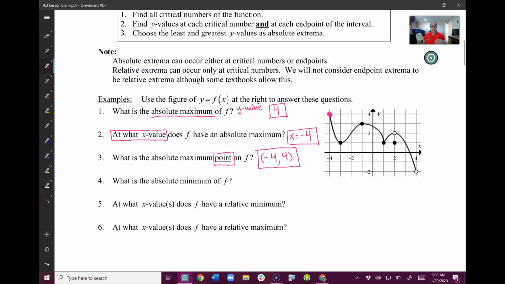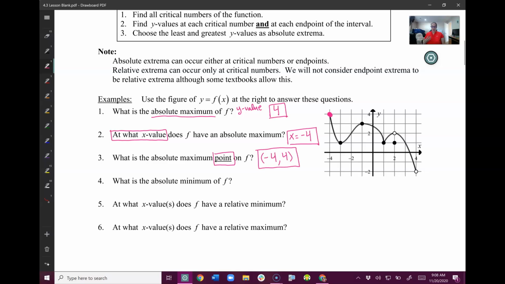And if you give the wrong answer on the AP test, they will dock you points. So please make sure to read the question very carefully. If it's just asking for the absolute maximum, it's the y value. If it's asking for the x value, it's the x value. If it's asking for a point, make sure to give a point.